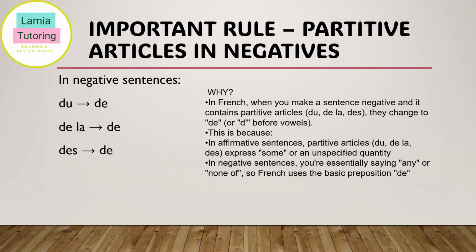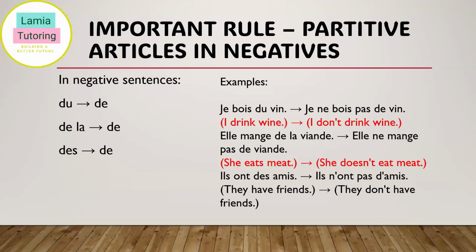Perfect. Okay, now we have the examples for this part, which are: je bois du vin, I drink wine. Je ne bois pas de vin, I don't drink wine. Elle mange de la viande, she eats meat. Elle ne mange pas de viande. See how it changes? So she doesn't eat meat.